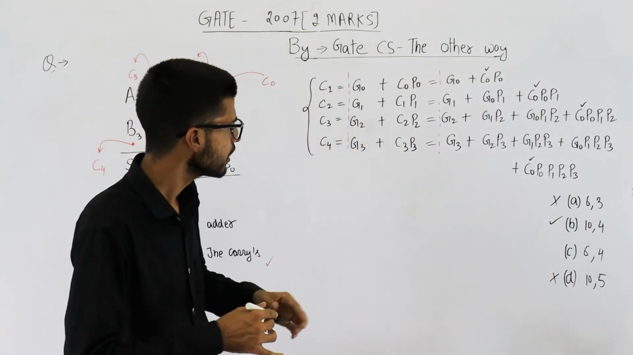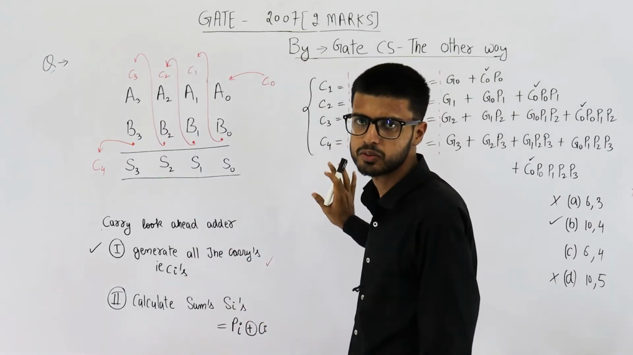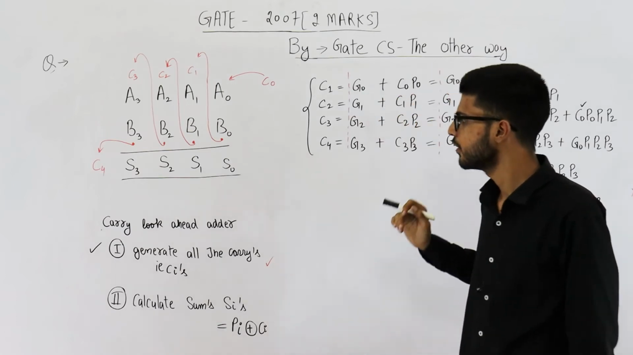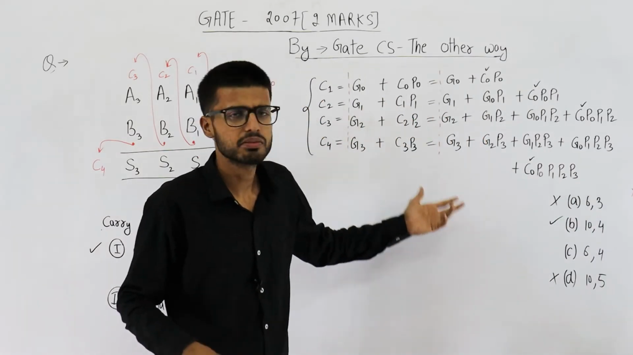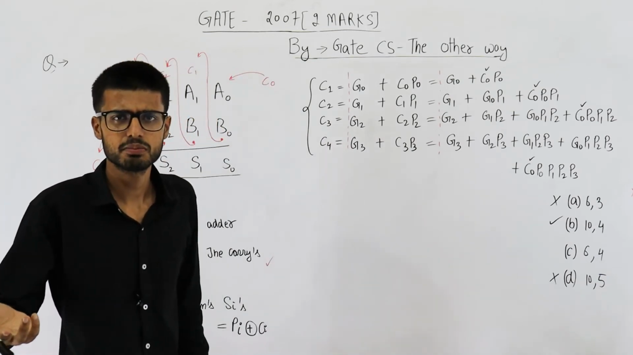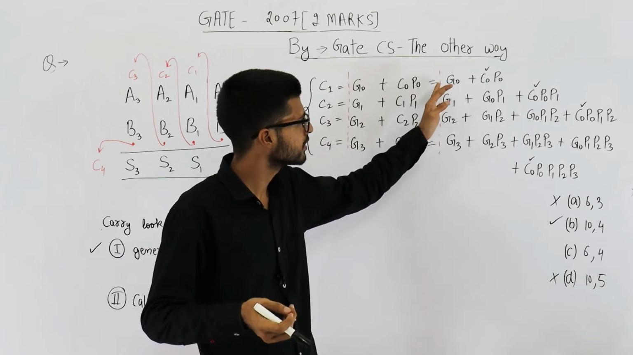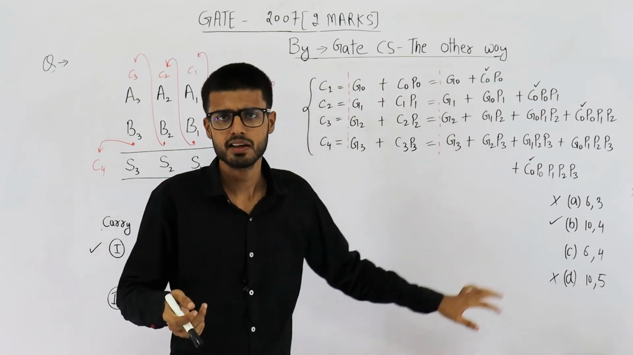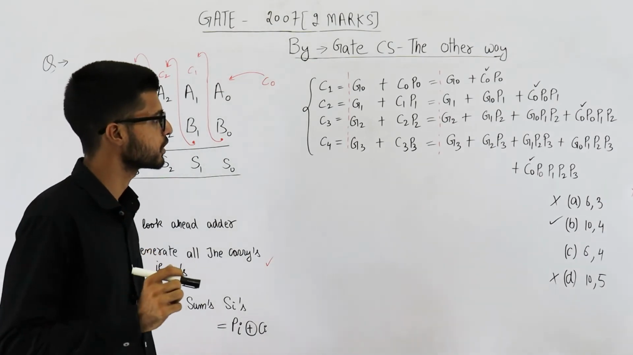Now you can see I took around 10 minutes just to explain this topic. If you already know the basic stuff, this question would take just 50 seconds or 1 minute, maximum 1.5 minutes, because you just need to write down these equations and count the number of gates. So don't panic if the statement of the question is very lengthy.